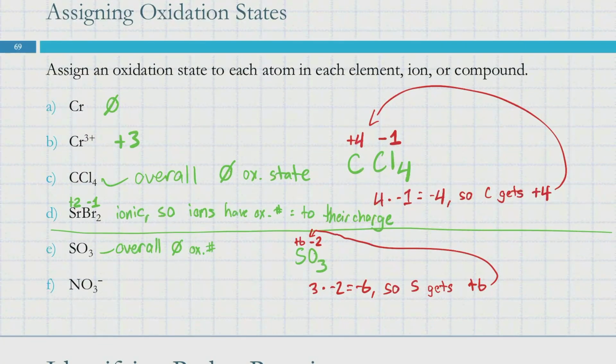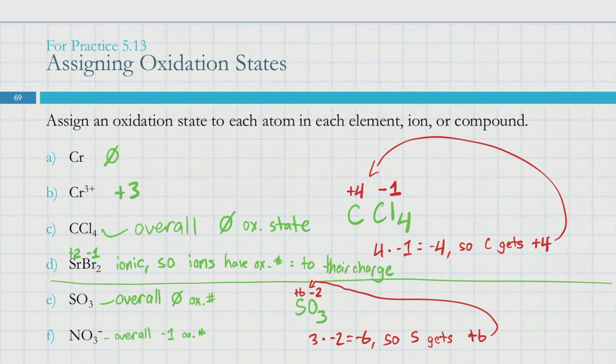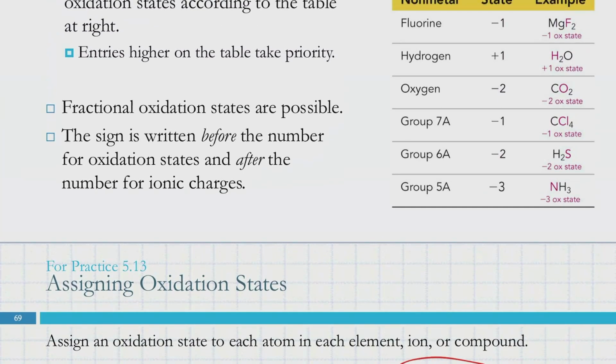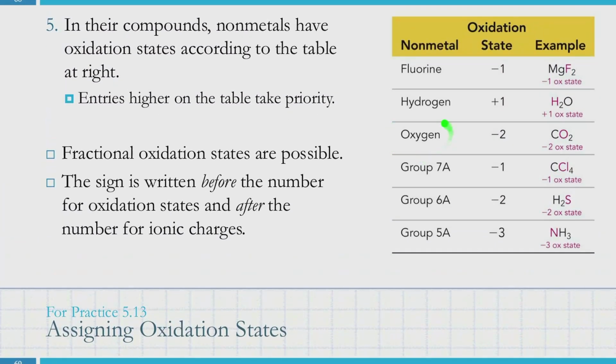And then we've got a charged compound. Overall -1 oxidation number. So whatever our nitrogen has, whatever our oxygens have, we have to end up with a 1- charge. And again, we're going to our list for our nonmetals. So we've got nitrogen and oxygen. Oxygen shows up on the list before nitrogen, which would show up in group 5A. So oxygen gets its preferred -2.